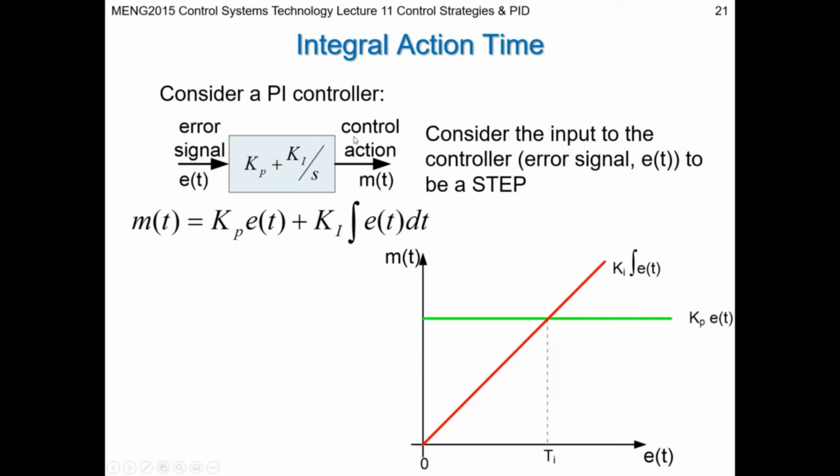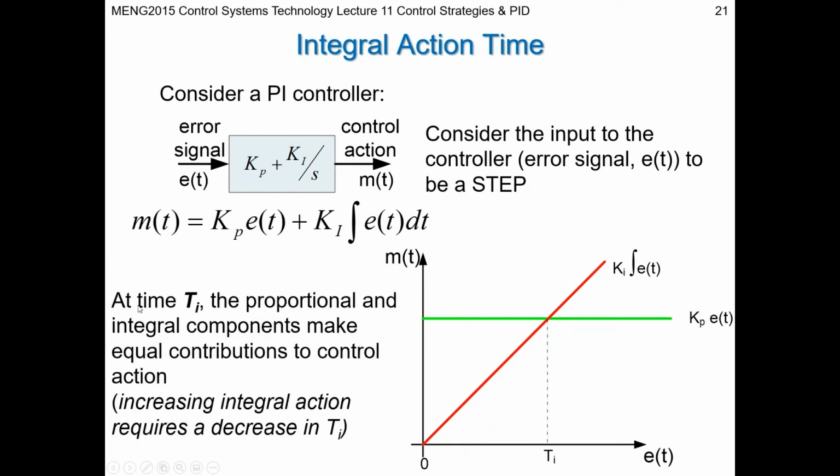Now, of course, this is going to be saturated at some value, so it won't continue to go for infinity or level off at some point because your output MT is going to have a saturation value. But the important parameter here is how long does it take? The integral action time is how long does it take for your integral action of your controller to exceed the value of your proportional action of your controller. So at time Ti, the proportional and integral components make equal contributions to the control action.